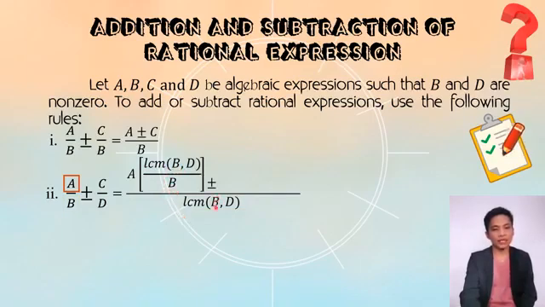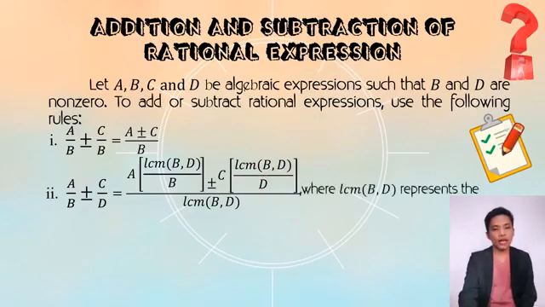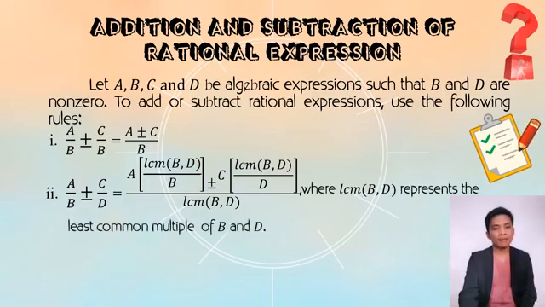Okay, so plus or minus, you have the LCM of b and d divided by our second denominator, and then times our second numerator. So that is now c times the quantity of the LCM of b and d all over d. So this is now the process of adding or subtracting rational expressions with different denominators, where the LCM of b and d represents the least common multiple of b and d. Okay, so that's all.